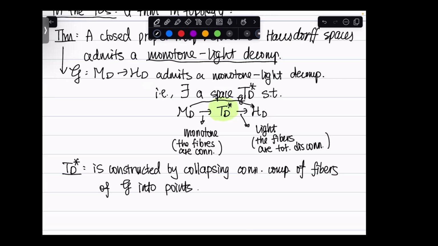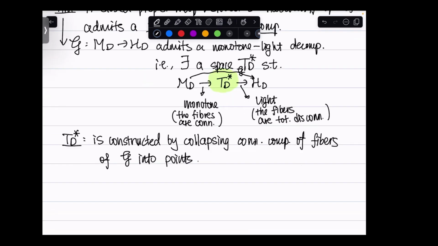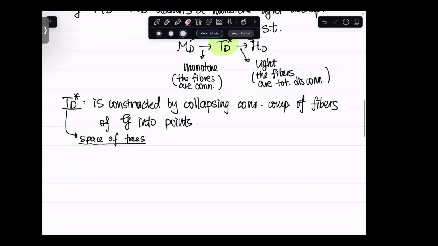So on the one hand, the space TD star is defined. We know what it is from this construction in topology. But on the other hand, we want to understand what it means dynamically. Because it's a space which is in between, this space is called the space of trees. In some sense, it encodes the dynamics of the polynomials and also the topology of the moduli space of polynomials. So we want to understand how to understand this space TD star dynamically.